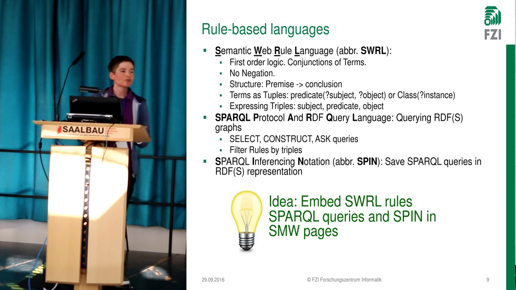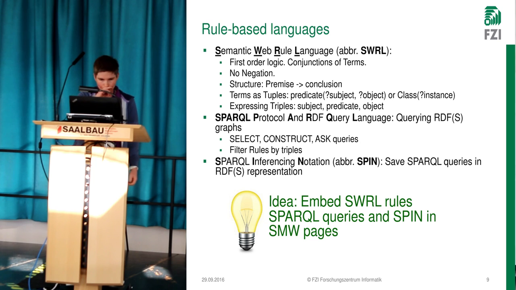Now I want to talk about the rules which are used for programming our Sherlock agent. The first rule language is the Semantic Web Rule Language, abbreviated SWRL. This Semantic Web Rule Language is a first-order logic language, and the structure is always that you have premises, which are conjunctions of terms, and a conclusion which follows this conjunction of terms. These terms are triples, so you always have a subject, predicate, and object, or you have instances of classes, so you can describe instances of some given classes.